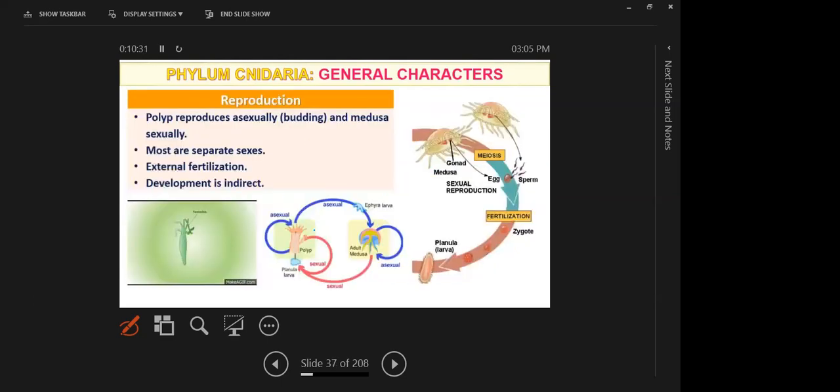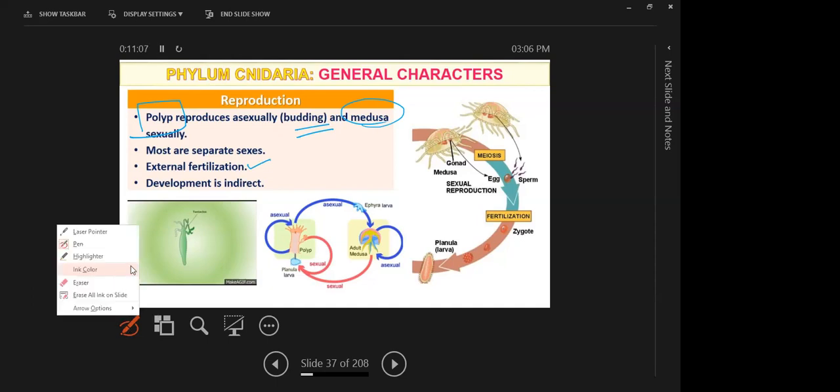Next, reproduction is a very important point you need to know. There are two types here: polyp and medusa. The polyp reproduces asexually with the help of budding, and the medusa reproduces sexually. Keep this in mind. There are two forms of coelenterate, the polyp and the freely swimming medusa. In most of them, separate sexes are there, so external fertilization. What is external fertilization? Fertilization which takes place outside the body.